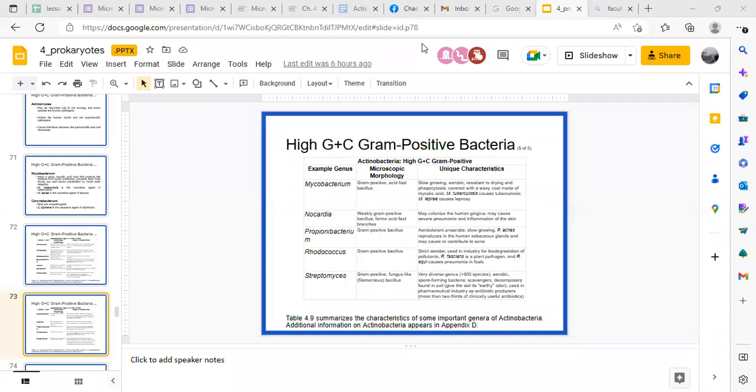Any idea? Yes? What is acne? No one has an idea. Tigyawat. Tigyawat is acne. So this bacterium, Propionibacterium, is one that may cause or contribute to acne.